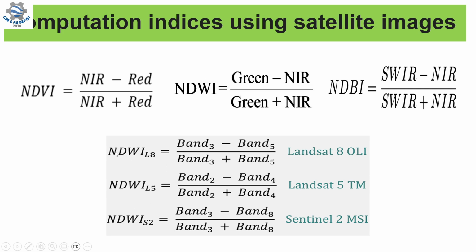When we want to use NDWI for Landsat 8, the green band is band 3 and the near infrared band is band 5. If you want to use Landsat 5, the green band is band 2 and band 4 is the near infrared band. And for the Sentinel-2 dataset, band 3 is the green band and band 8 is the near infrared band.